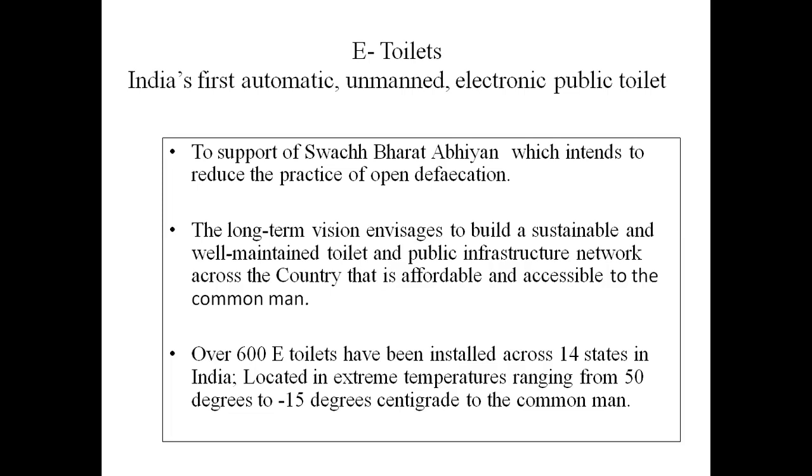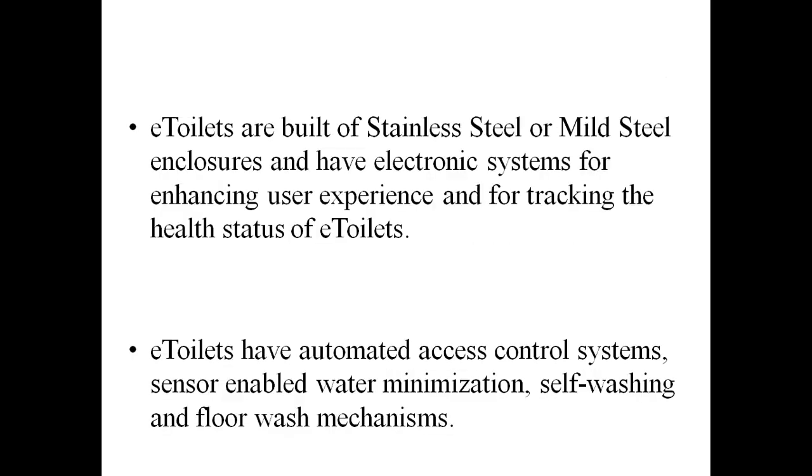In comparison to Sulabh Shauchalaya, where manpower is required, these e-toilets are totally automatic and electronic public toilets. Over 600 e-toilets have been installed across 14 states in India, located in extreme temperatures ranging from plus 50 degrees to minus 15 degrees centigrade. E-toilets are built of stainless steel or mild steel enclosures. So how are they made?